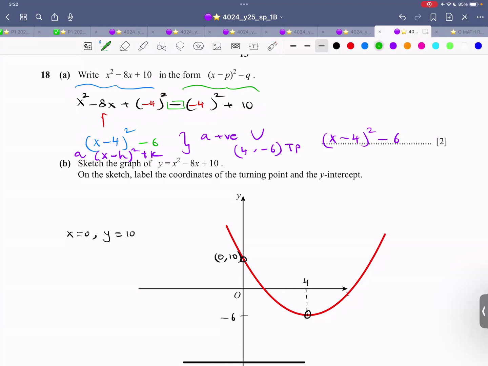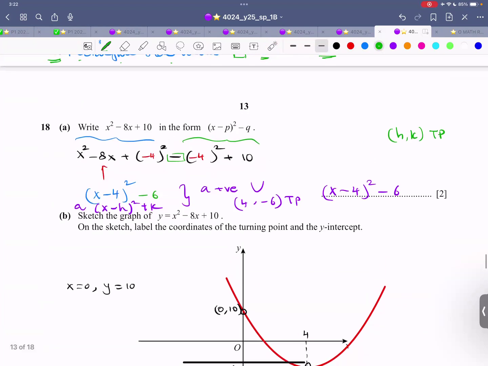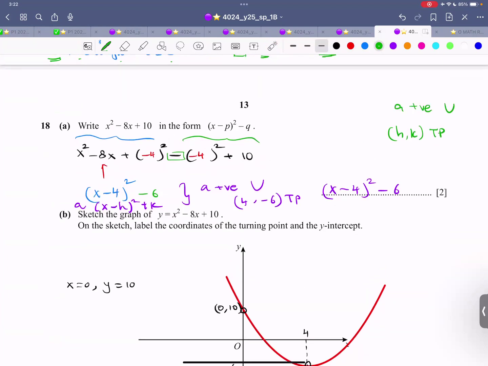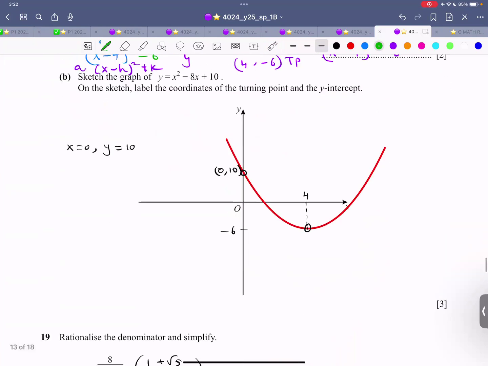So therefore, h comma k is the coordinate of the turning point. And if a is positive, the shape of the graph is like this. Sketch the graph. Label the coordinates of the turning point. So x is positive, y is negative. That's the turning point. Where the graph cuts the y-axis, the x coordinate is 0. That is the y-intercept. So let me also write y-intercept. That is 0, 10. And the turning point is 4, -6. That is how this is done.